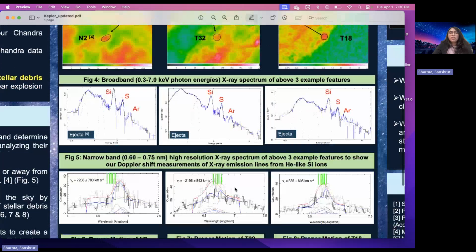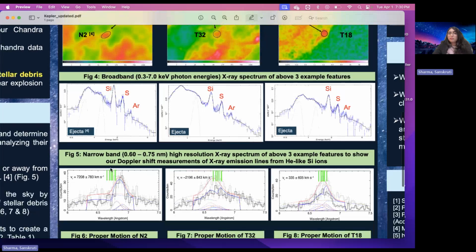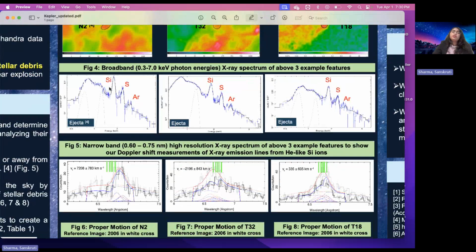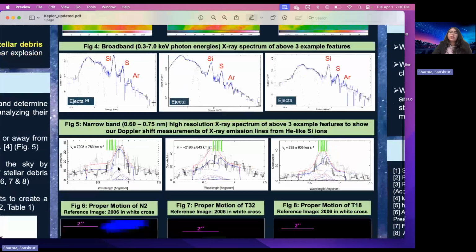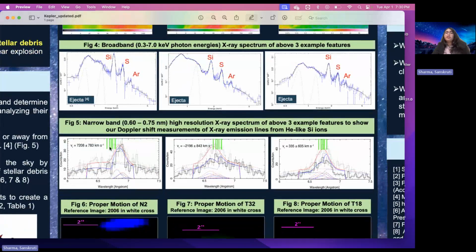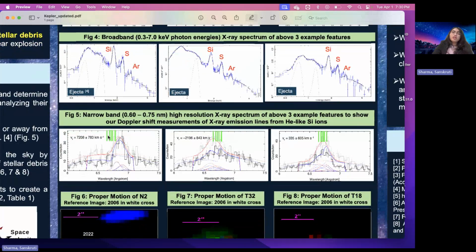Now we notice that silicon is the brightest among all the lines. So we use this silicon line and compare it with the rest frame silicon line, shown in green lines in the figure 5 plots. The Doppler shift between the rest frame silicon and the measured silicon gives us the radial velocity. A negative radial velocity means the region is moving towards us, which is the case for T32. A positive radial velocity means the region is moving away from us.